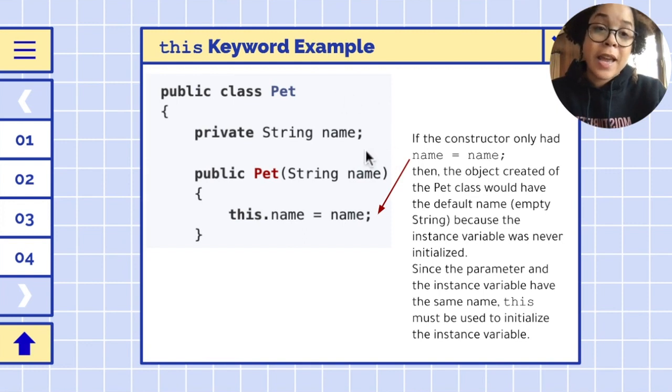If they were different names, we wouldn't have to worry about using this because the initialization of the instance variable would happen. But they have the same name, so we have to use this in order to ensure that our instance variable is being initialized.